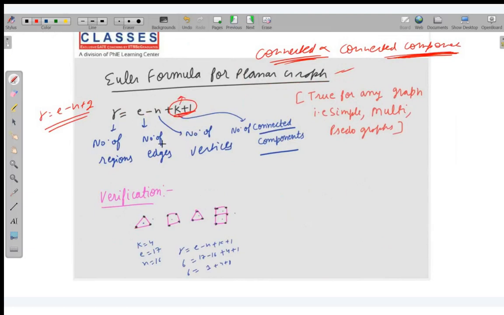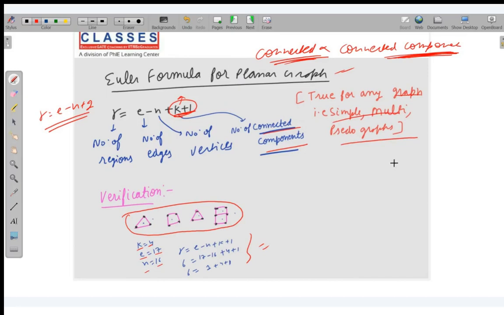We say the same: R is the number of regions, E the number of edges, N the number of vertices, and K is the number of connected components. For verification purposes, I have shown you this graph. This graph has connected components 4, edges 17, N is 16. So you can put in the formula and get the answer. It is true for any graph, simple, multi, or pseudo, any graph.